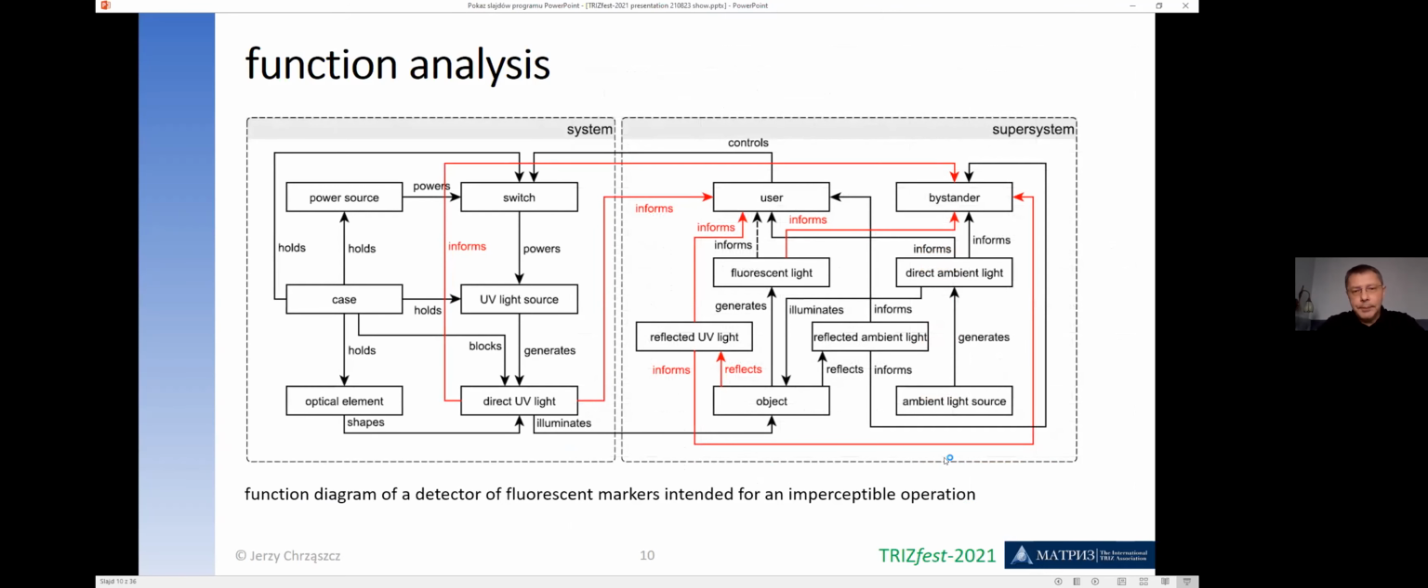It should be noticed that the detection and especially recognition of the markers is performed visually by the user, who is informed by the fluorescent light coming from the object, which is excited with the direct UV light. Because the object and the fluorescent light are supersystem components, the only contribution of the base system to the whole process of marker detection is, in fact, illuminating the object. So, in other words, the so-called detector is actually a UV lamp.